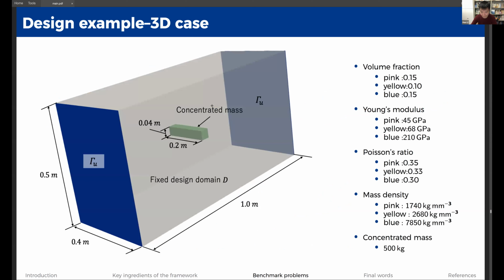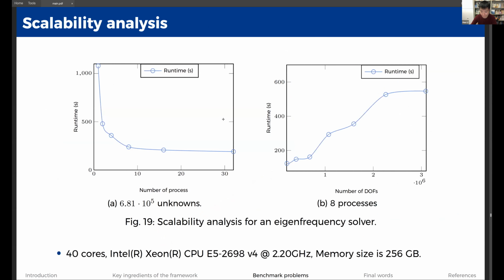Okay, so finally we go up to a larger scale 3D problem. Here, as we said, we are using SLEPc to solve the linear eigenvalue problem. So we do a scalability analysis on a Linux workstation. For the case of 3 million DOF using 8 MPI processors, the runtime is less than about 10 minutes.